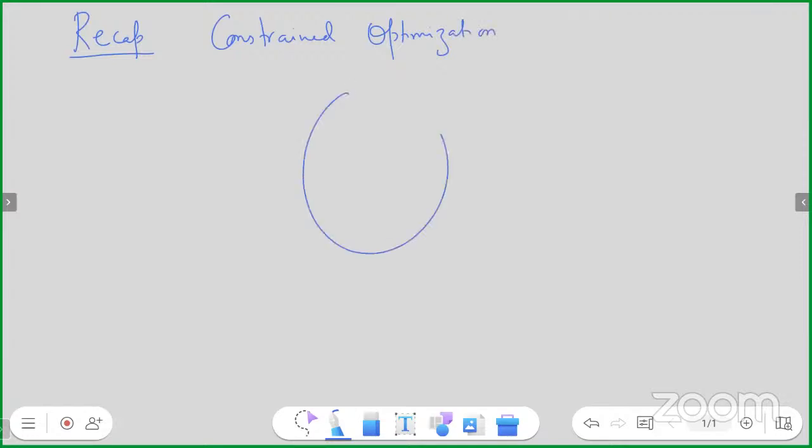Essentially, this was your constraint set. All we did was, let's say this was your point xk, we took the gradient descent direction, and then whatever point we reached, we projected it back and called it xk plus 1. So this is one way of doing things.